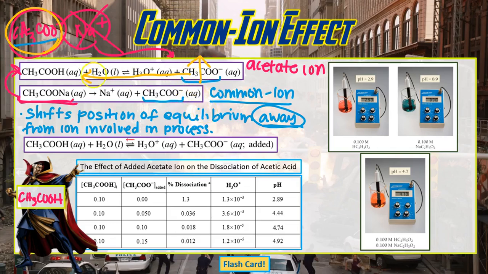And so because I have to shift left, what does that mean? That means that this is going to decrease. It also means my H3O+ is going to end up decreasing. And it means that my weak acid here is going to be increasing. So the acetate ion here is the common ion. Of course, it's common to both solutions as we see.